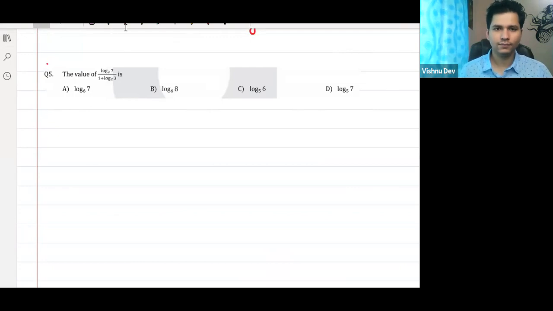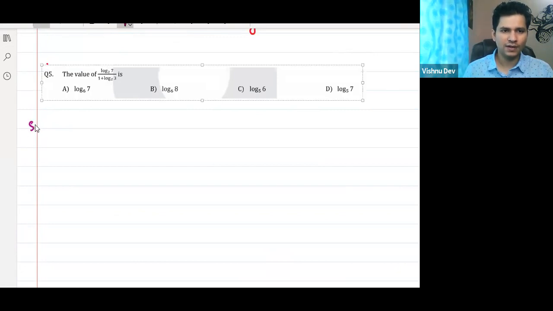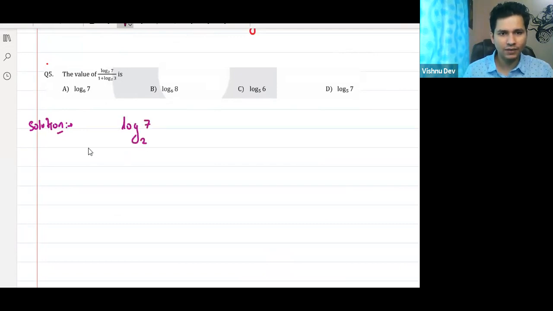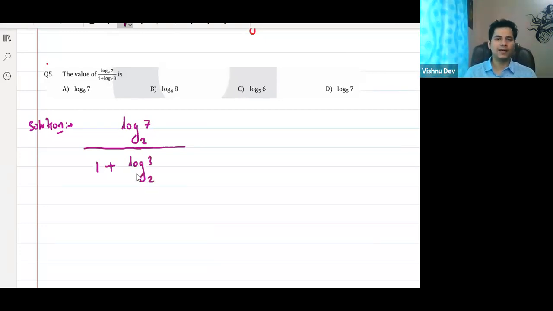I will write it down for you guys. Since this is problem solving, I will help you. So the question is log 7 base 2 whole divided by 1 plus log 3 base 2. Now think, what to do? What to do?